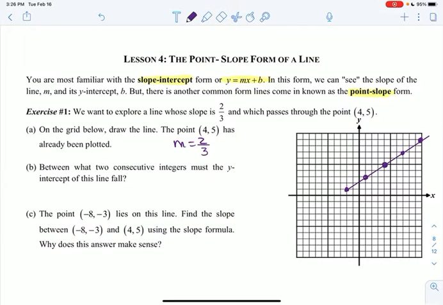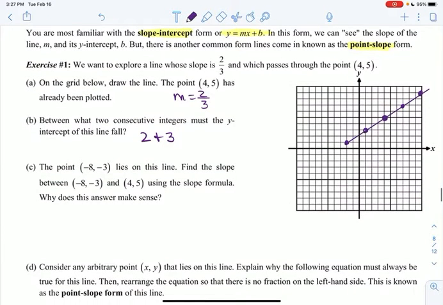Now we can see that this line does not have an integer as a y-intercept. The next question asks, between what two consecutive integers must the y-intercept of this line fall? So the y-intercept is in between 2 and 3. So it's going to be 2 point something.